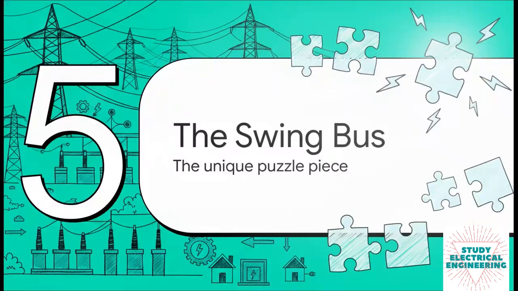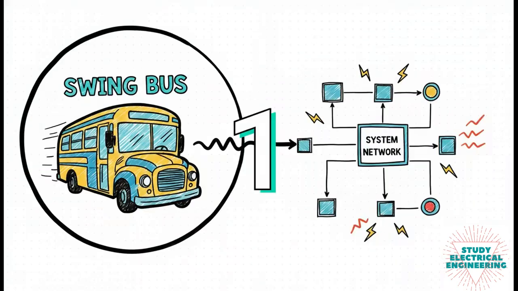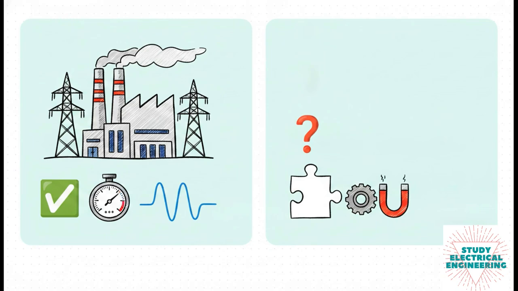Section 5. The swing bus. This is a truly unique puzzle piece. There is exactly one of these designated per system network. Usually tied to the main generator, the swing bus, or slack bus as some call it, has a tightly specified voltage magnitude and phase angle. But take a look at the unknowns here. Its real and reactive power flows are left completely blank.